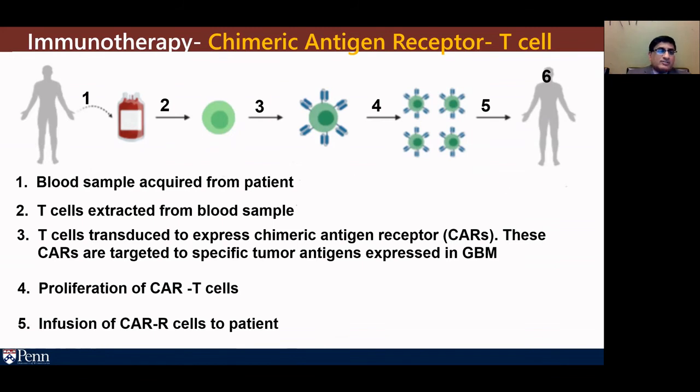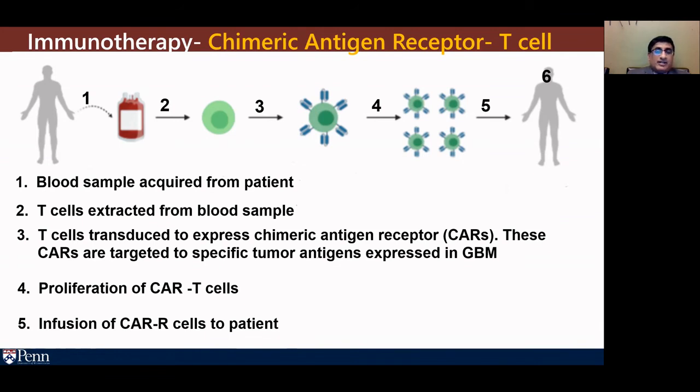So how does this work? In this case, we take a blood sample from the patient, and the T cells are extracted from this blood sample. Then these T cells are transduced to express chimeric antigen receptors, and these receptors are targeted to different antigens or different epitopes of the antigens. In this particular case, we used the EGFRvIII epitope, which is expressed in approximately 30% of patients with GBMs.